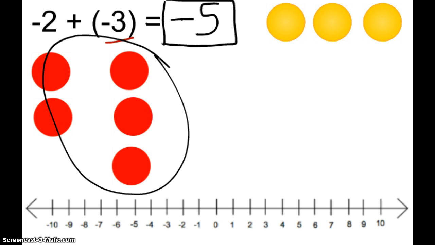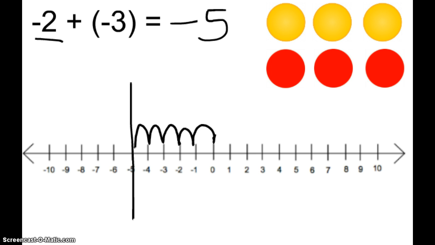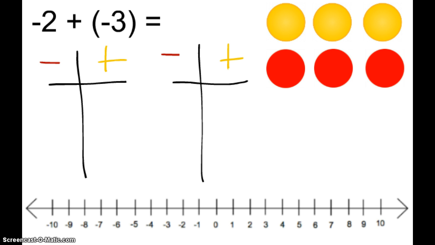All right, let's look at the number line. So where do we always start? We start at 0. This time we're going to move to the left because I have 2 negatives. 1, 2, I'm counting the spaces again, not the lines. Then I go 1, 2, 3 more spaces to the left. Where do I end up? Again, at negative 5.